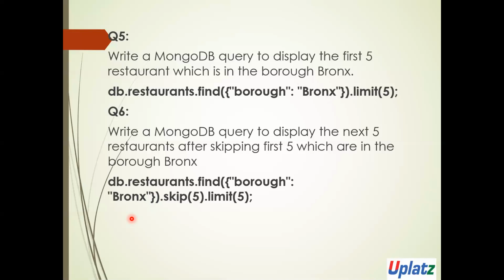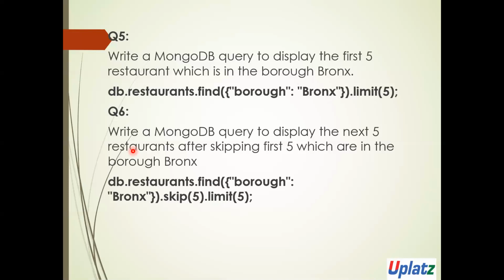So what we need to do is use the skip method. So db.collection.find borough Bronx dot skip 5, which means it will skip the first 5 and then it will take the next 5. For that we need to use the limit operator, so the limit method. So this is all about skipping the first 5 and getting the next 5.